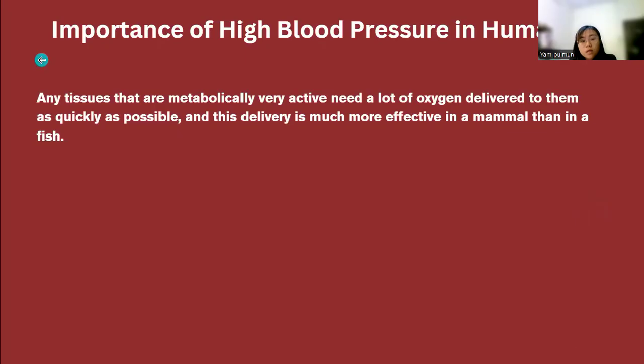So why is it so important for us to have a high blood pressure pumped out from the heart to the rest of our body? This is because any tissues that are metabolically very active need a lot of oxygen to be delivered to them as quickly as possible. And this delivery is much more effective in a mammal than in a fish.